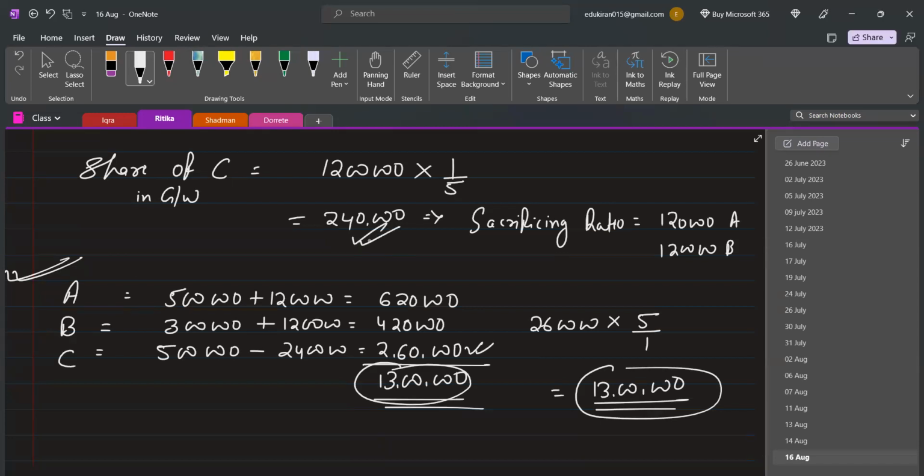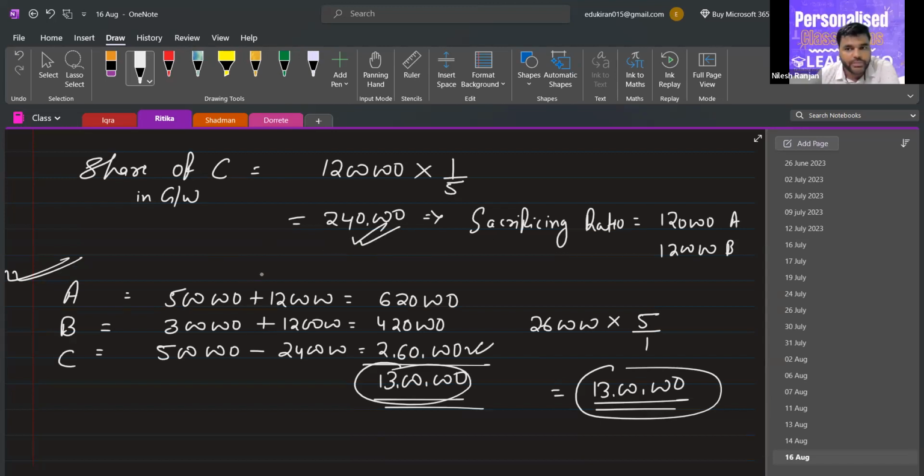After this, we will pass the journal entry: A capital account debit, B capital account debit, to premium for goodwill. A capital 2,40,000, 1,20,000, and 1,20,000.